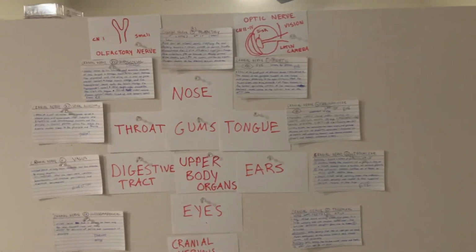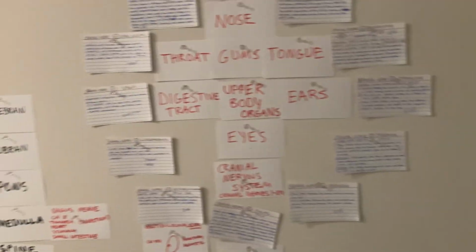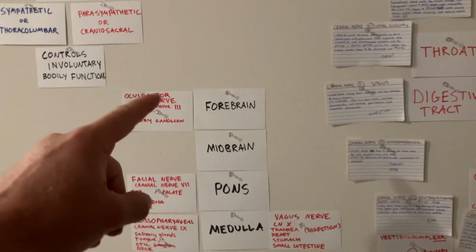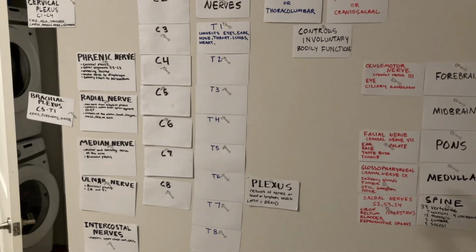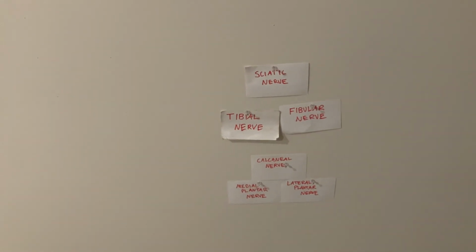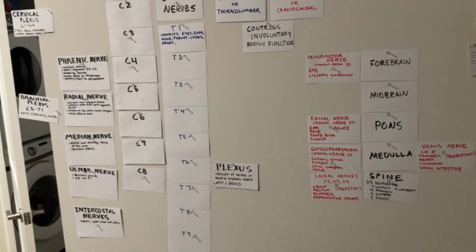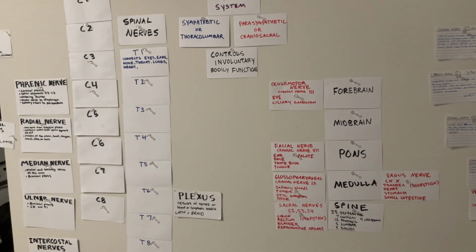Right here are the 12 cranial nerves going in a circle in order, okay? And then here's the layout of the brainstem. Then here's all of the spinal nerves, okay? And then here's some peripheral nerves. And it's not laid out perfectly, but all of these nerves operate by having neurotransmitters.